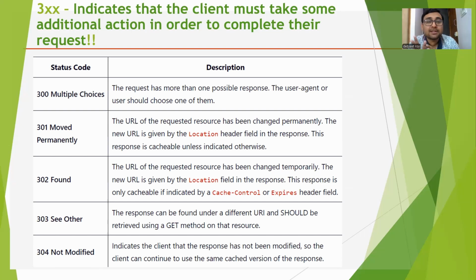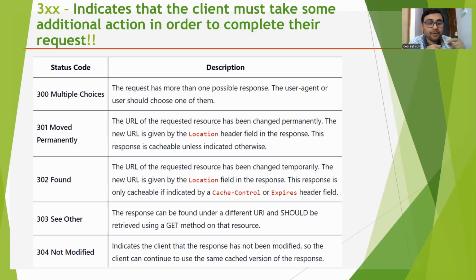Then 301, moved permanently. The URL of the requested resource has been changed permanently. Whenever the client is requesting this endpoint and gets a response status code like 301, that means the URL is not present as of now. It has been moved to an entirely different resource permanently. So you have to take the new URL from the location header, and then use it to get the response.